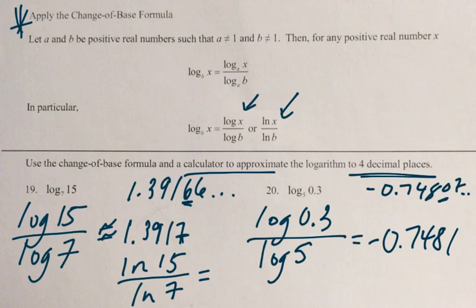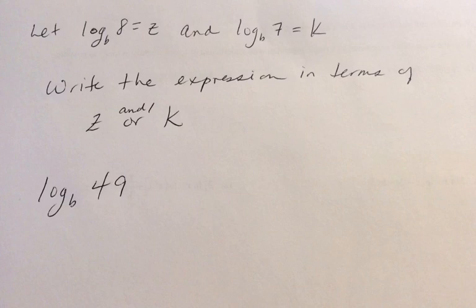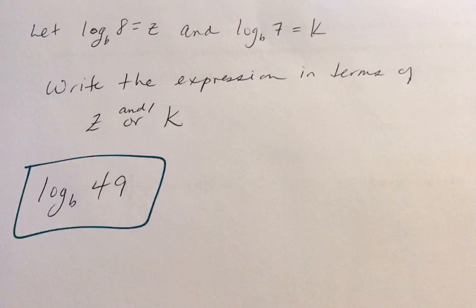The last thing I'm going to go over is, I think, one of the trickiest problems from your homework, and that's just because of the way that it's worded. It'll say something like, let log base b of 8 equal z and log base b of 7 equal k. Write the expression in terms of z and or k, and then they give you an expression like this, log base b of 49.